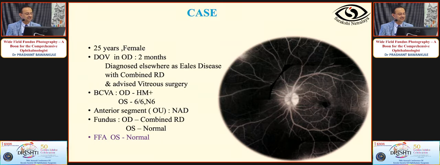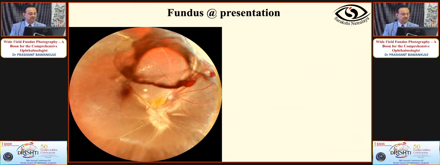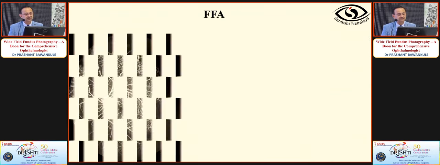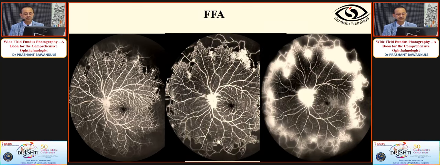Now this patient, a girl, was diagnosed as an Eales disease and advised vitrectomy. Yes, of course, she had a proliferative vascular retinopathy with a combined retinal detachment. But when I looked at the other eye, I thought I'm seeing something different. It was pruning of the vessels. For the sake of postgraduates, this is classically called the pruning of the blood vessels. And when we did a wide field angiogram, we could pick up a case like this in a better eye. So we treated the better eye first, which was asymptomatic, by laser, and averted a disaster.